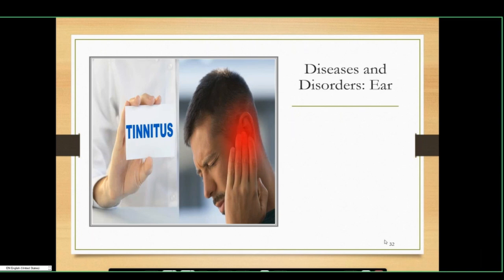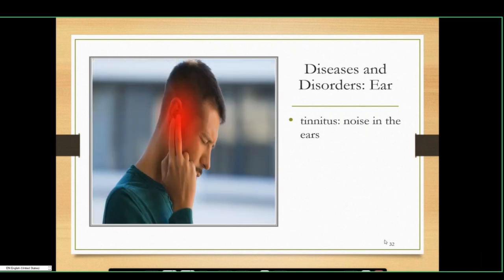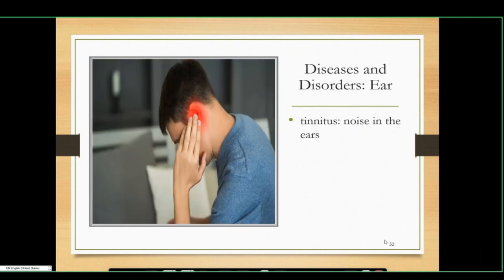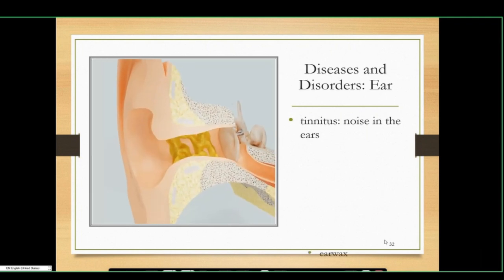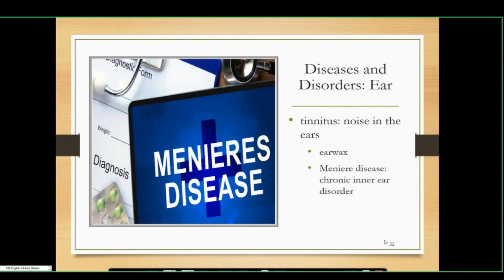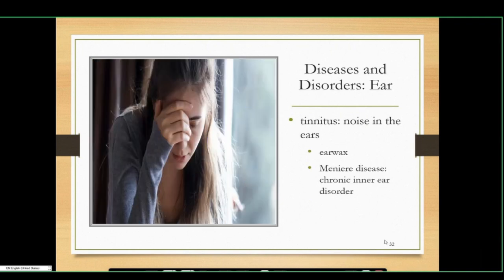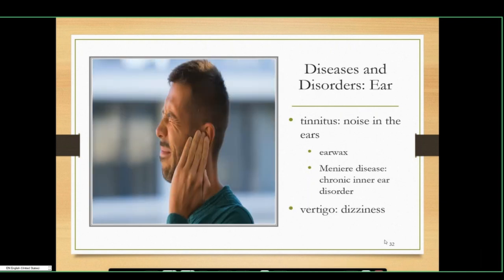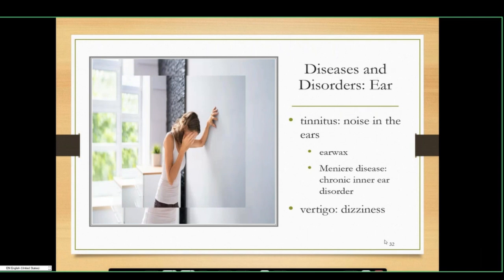Other diseases and disorders of the ears include tinnitus. Tinnitus is noise in the ears and is one of the most common complaints of persons with ear or hearing disorders. The noise includes ringing, buzzing, roaring, or clicking. It may be a sign of something as simple as accumulation of earwax or cerumen, or as serious as Meniere's disease. Meniere's disease is a chronic disease of the inner ear that can include episodes of hearing loss and vertigo, as well as tinnitus. Vertigo means dizziness.